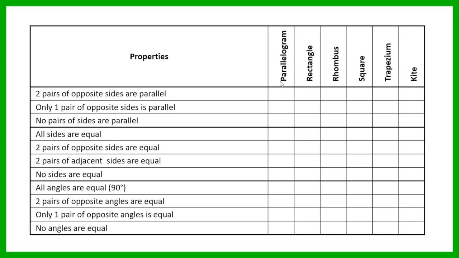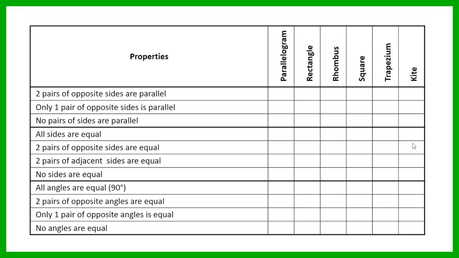Okay, so now first of all, remember that the parallelogram, the rectangle, the rhombus, and the square were all related to each other, because these three are actually all parallelograms. So let's quickly have a look at what our properties are for a parallelogram. When we were constructing it, it was two pairs of opposite sides that were parallel. That is the definition of a parallelogram, that you have two pairs of opposite sides that are parallel.